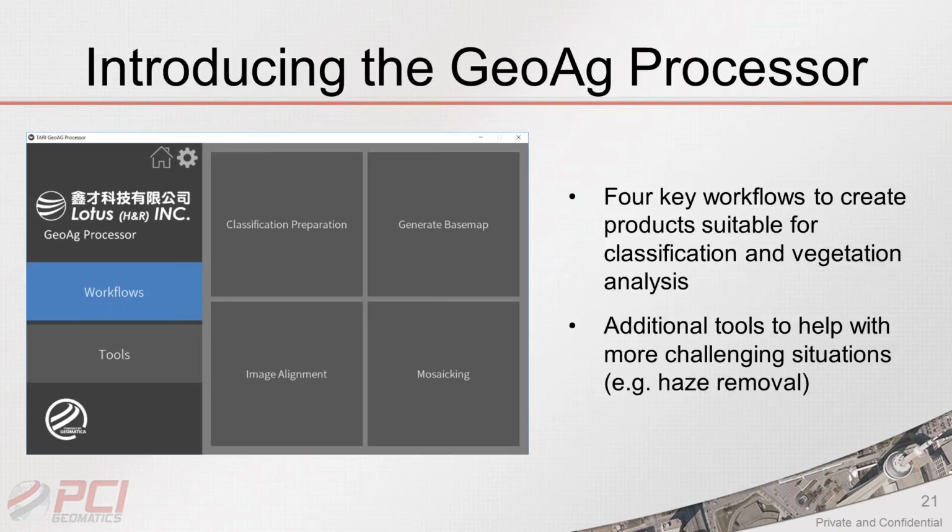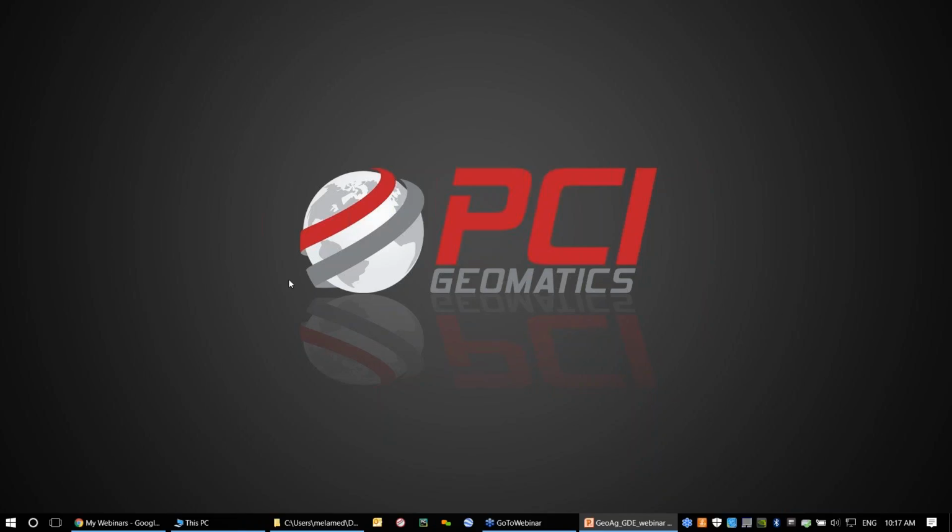So Lotus H&R came to the PCI Developer Network and provided specifications for a custom thick client application, or an app, that would have very specific, user-friendly workflows, controls and interface to allow them to do all that pre-processing so they could jump right into the classification. As a result, we developed this GeoAg processor using the Geomatica Developer API, which is our API for doing custom development.